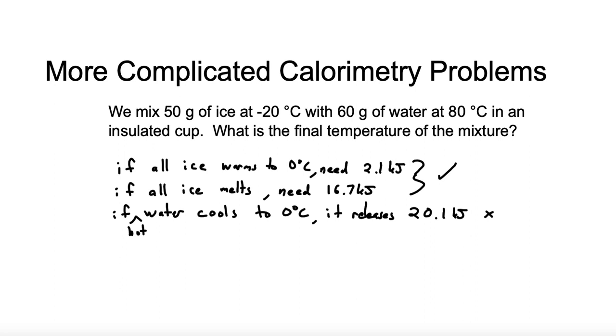In the last video, we showed that if we mixed this mass of ice at this temperature with this mass of water at this temperature in an insulated cup, we would melt all the ice after warming it up to zero, and that there'd still be heat left over. So as we said in that video, that sort of preliminary work is needed before you can actually do anything to quantify what the final temperature is. Well, now that we know that, let's go ahead and do that work.